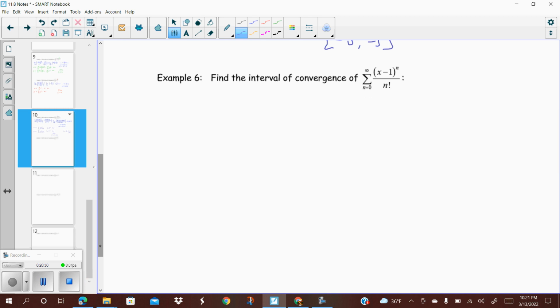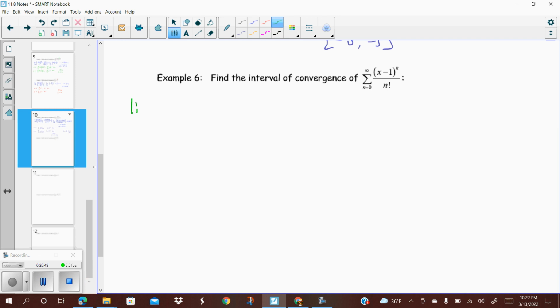All right, find the interval of convergence. Just looking at this one, by the fact that there's a factorial in the denominator, and technically the numerator, when you plug an x value in, is going to be some kind of an exponential. I'm thinking this is going to be convergent for everything. Again, hypothesizing that, but let's check it out to see.